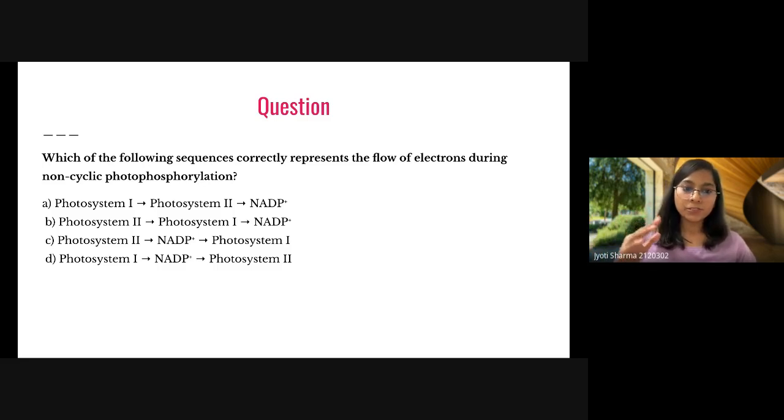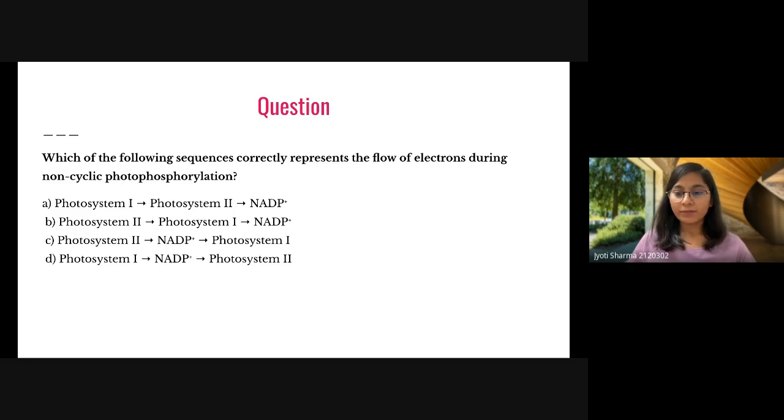B option is photosystem 2 to photosystem 1 to an ADP. C is photosystem 2 to an ADP to photosystem 1. And D option is photosystem 1 to an ADP to photosystem 2. So can you tell me the flow of electron that we had during non-cyclic photophosphorylation?